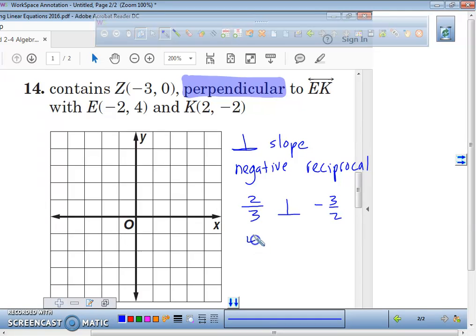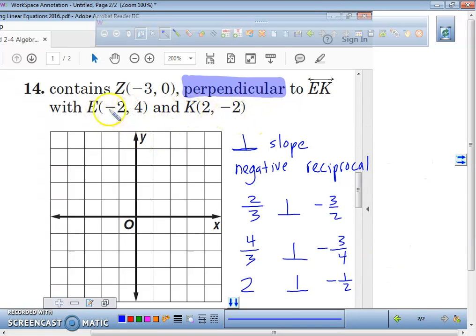If I said 4 over 3, what would be your perpendicular slope? Negative 3 over 4. Excellent. Now, here's a tricky one. If I said 2, what's the perpendicular slope? Negative 1 over 2. That's where students sometimes mess up, when they have whole numbers and integers.